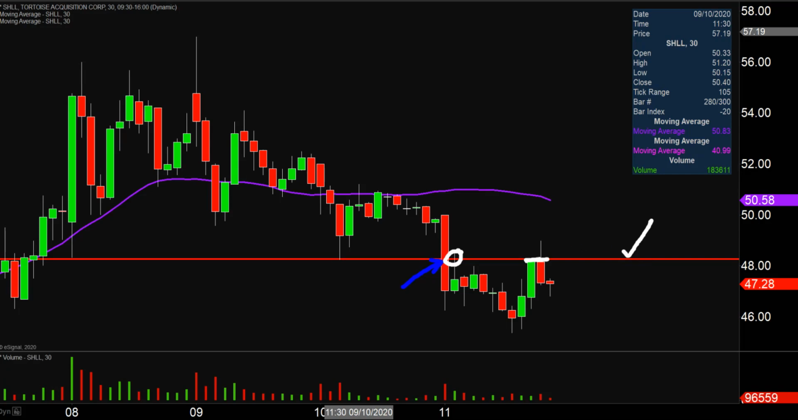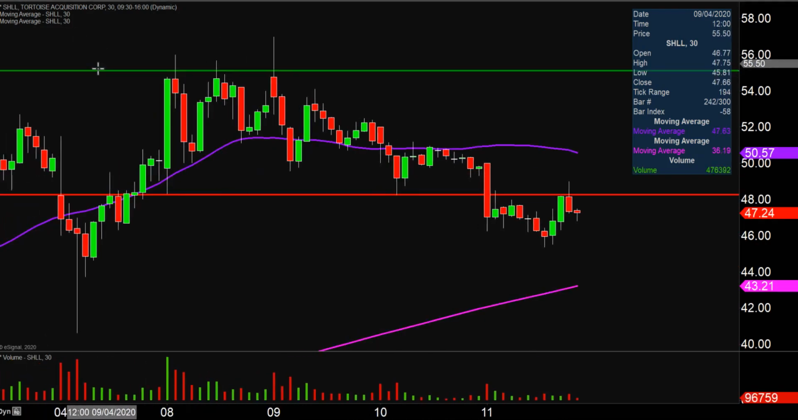In the event the price can push up through the 48.25 mark, the next key area of resistance you would want to pay attention to would then be that purple line right there, the 50-period moving average. You can see this started to be a hassle on Thursday. So again, if the price can break above 48.25, then you'd want to keep an eye on the 50-period moving average.